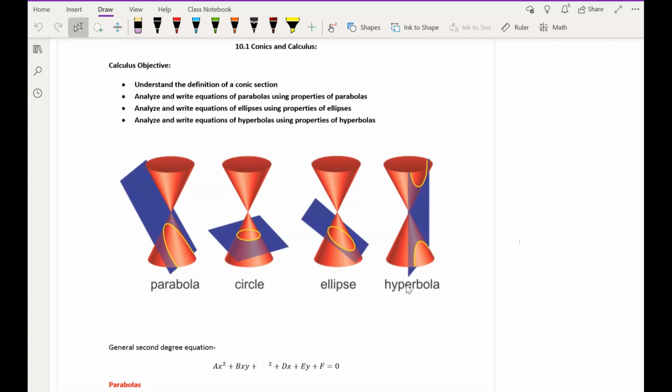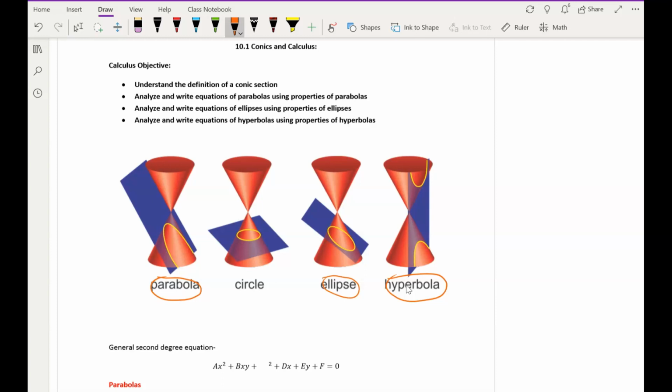Okay, so what we're working with today are parabolas, ellipses, and hyperbolas, and those are all examples of conics because basically if you take a plane and you intersect a cone in one of the following ways, you will make a parabola, a circle, an ellipse, or a hyperbola. And we're going to work on writing equations of those things, so on and so forth. So really it's more algebra today than it is calculus.